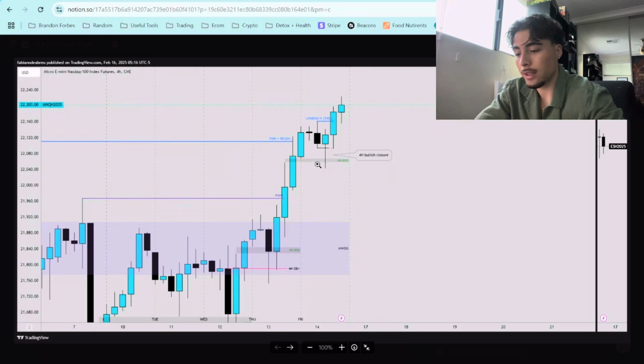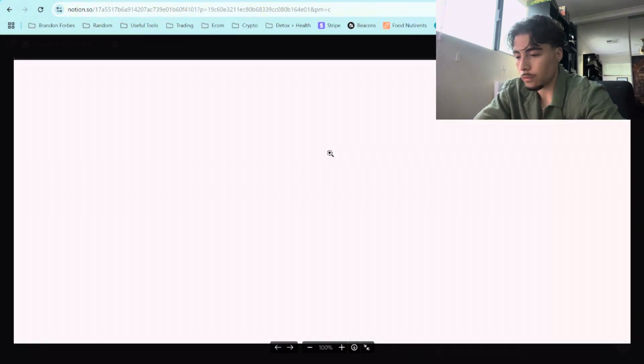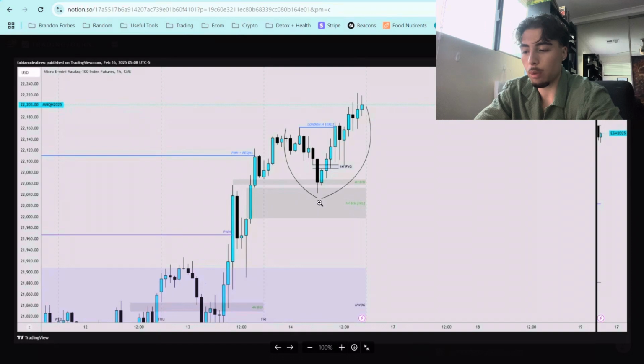Okay, it's not in discount, so preferably we would have wanted to see this dealing range, from this low to this high, we'd like to see price tap into a discounted gap before reaching back into ERL. But we did get our reversal signature at this gap here. So in this 4 hour gap, look how we closed at this 6 o'clock candle. Okay, very bullish.